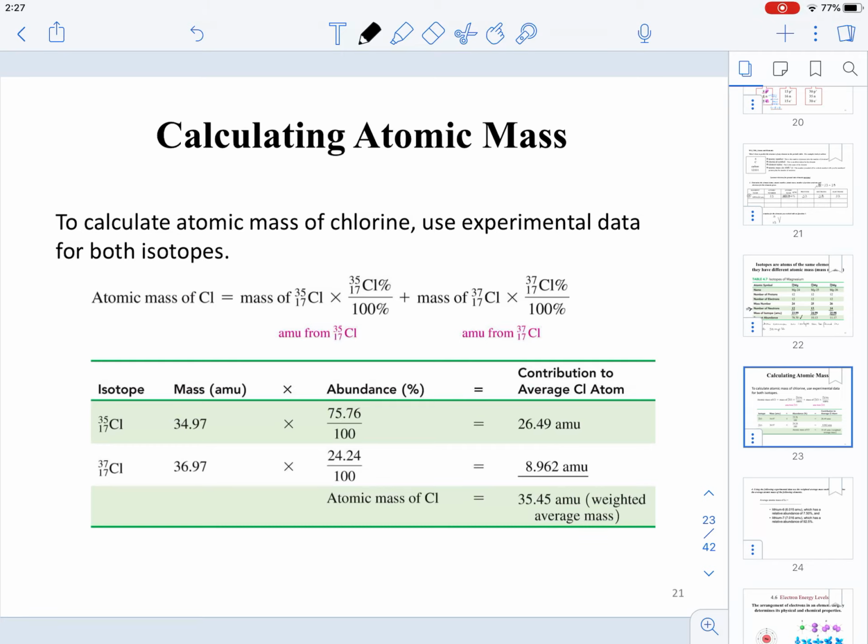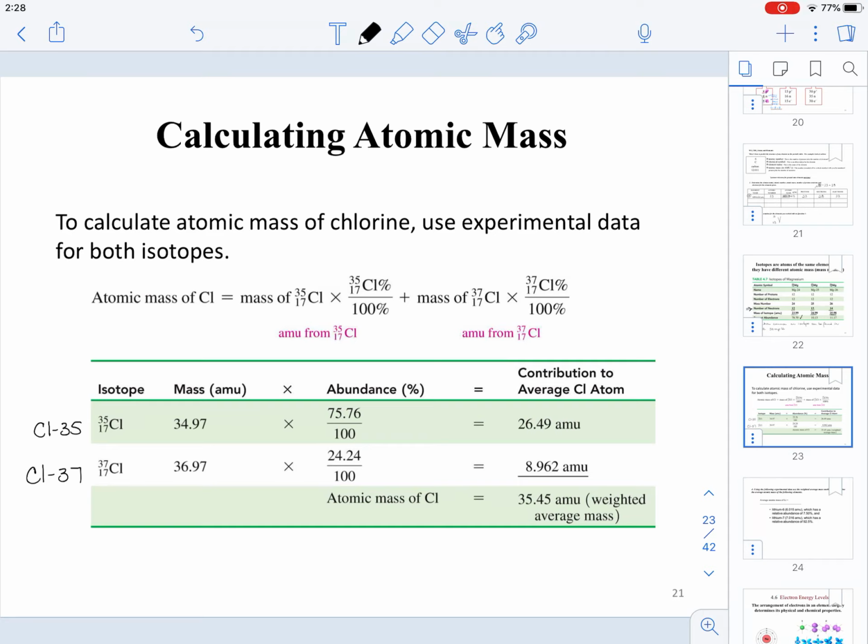You're going to be given the isotopes for a particular element. In this example, we have chlorine, specifically chlorine 35 and chlorine 37. In addition, you will be given the mass of each isotope, and as you can see, that's the second column. Chlorine 35 has a mass of 34.97. Chlorine 37 has a mass of 36.97. Then you're going to have the percent abundance for each isotope. As you can see, out of the two isotopes, chlorine 35 is the one that is most commonly found because the percent abundance is 75.76.